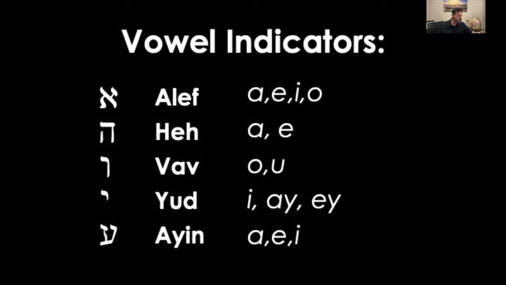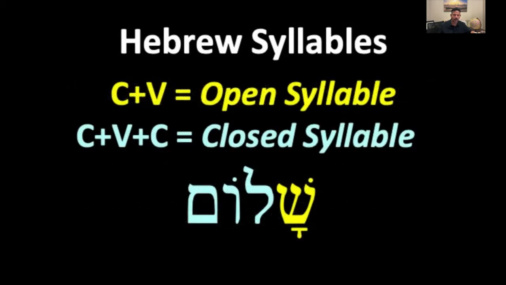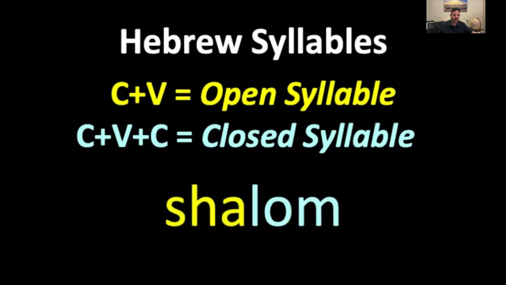How we're going to do this is by using a formula: C equals consonant, V equals vowel. Add that together. A consonant plus a vowel is 1 open syllable. A consonant, then a vowel, and then an extra closing consonant will close off the syllable, so you can have open syllables or closed syllables. When it comes to open syllables, you might be most familiar with the sound in shalom, because that would give us sha, and then close it off with lom.